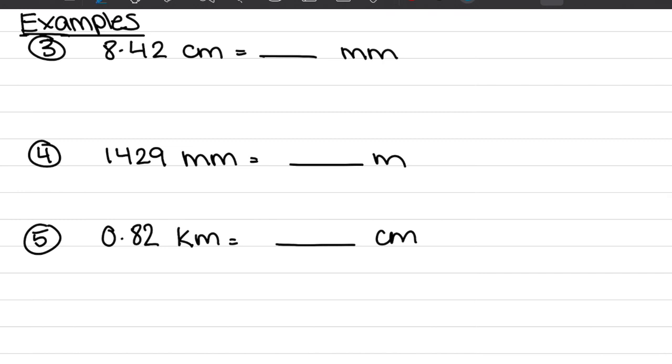Okay, so in order to solve these questions, you will need your formula sheet with you. In the first question, we're converting between centimeters and millimeters, and I know from my formula sheet that 10 millimeters is equal to 1 centimeter.